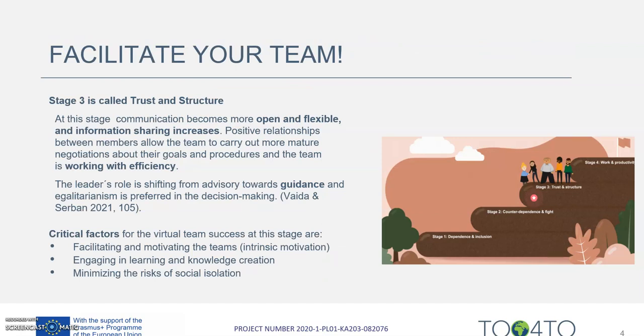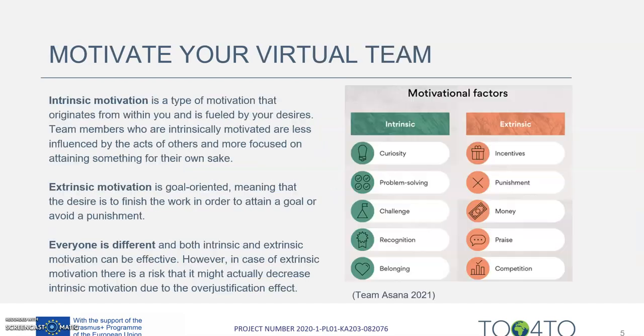And at this stage, the communication in the team tends to become more open and flexible, and more information is shared, and relationships within the team are becoming stronger and goals are communicated. So therefore the working in the team becomes more efficient, and your role as a leader is more of a guiding role. And what are some of the critical factors for the virtual team success at this stage? Facilitating and motivating the teams, engaging in learning and knowledge creation, and minimizing the risks of social isolation.